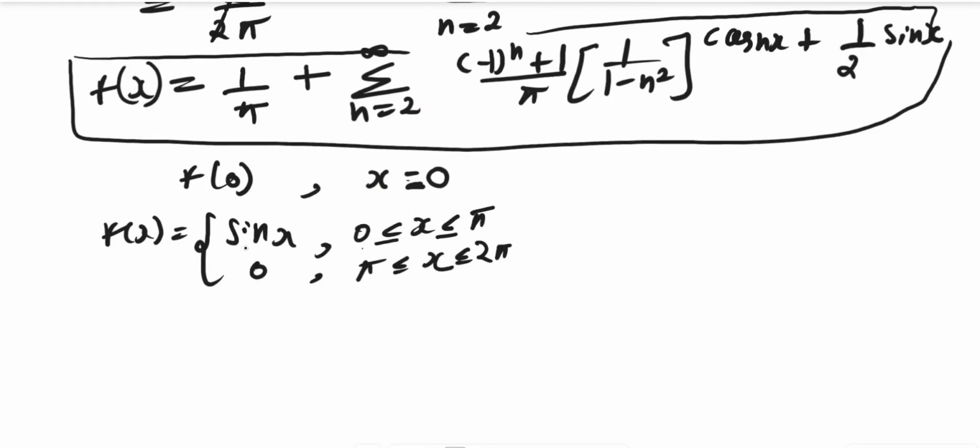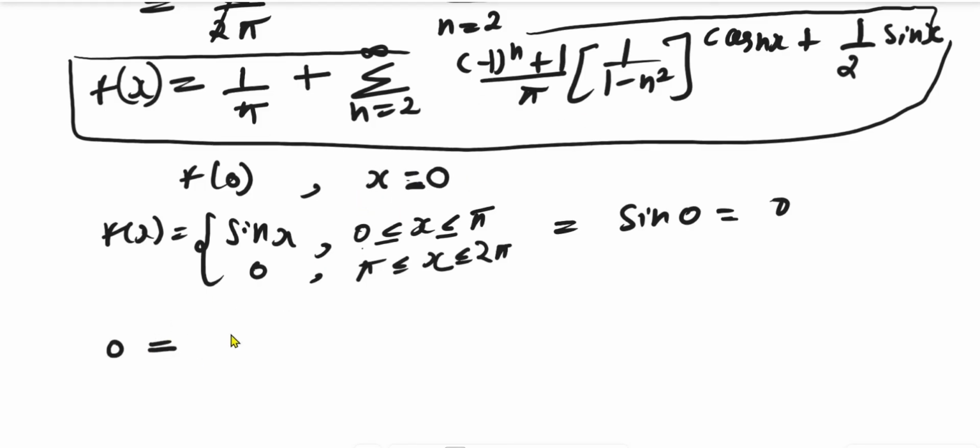तो फंक्शन की वैल्यू थी sin x in an interval 0 to pi. So 0 पे फंक्शन की वैल्यू क्या होगी? It is sin 0 and sin 0 is 0. So फंक्शन की वैल्यू at 0 is 0. So it is 0 is equal to, take x is equal to 0 on both sides.